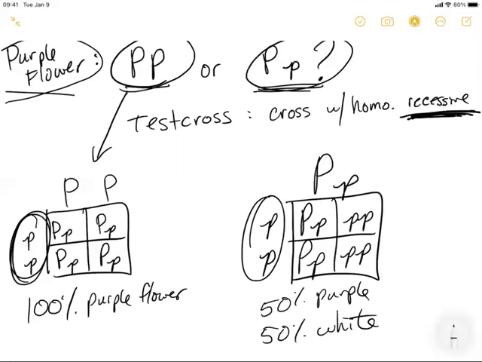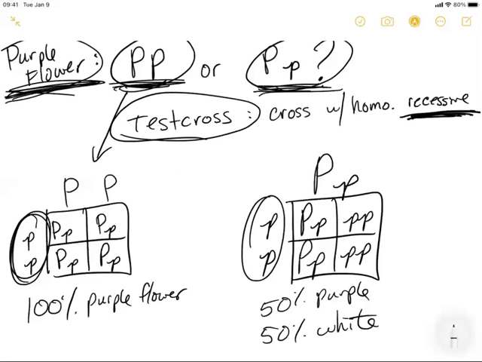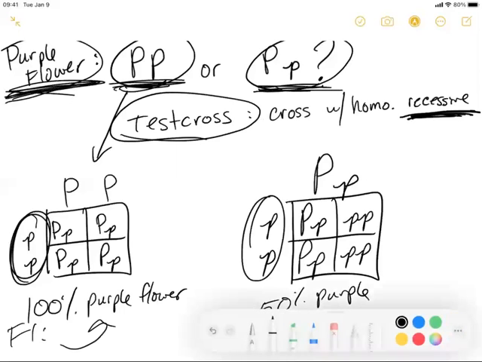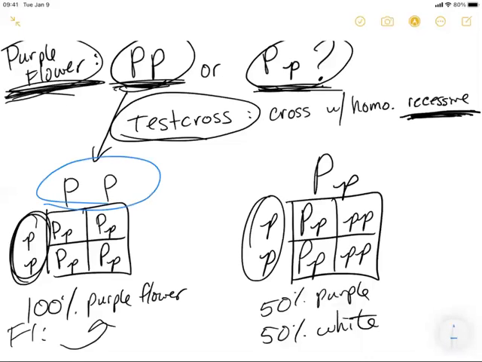So for organisms that produce lots of offspring or are very easy to have reproduce, you can use a test cross if you have a dominant phenotype with an unknown genotype. You use a test cross and you look at the F1 generation. If the F1 generation is 100% dominant color, then you know that your original genotype is homozygous dominant. If your F1 generation is 50-50, then you know that your original genotype is heterozygous.